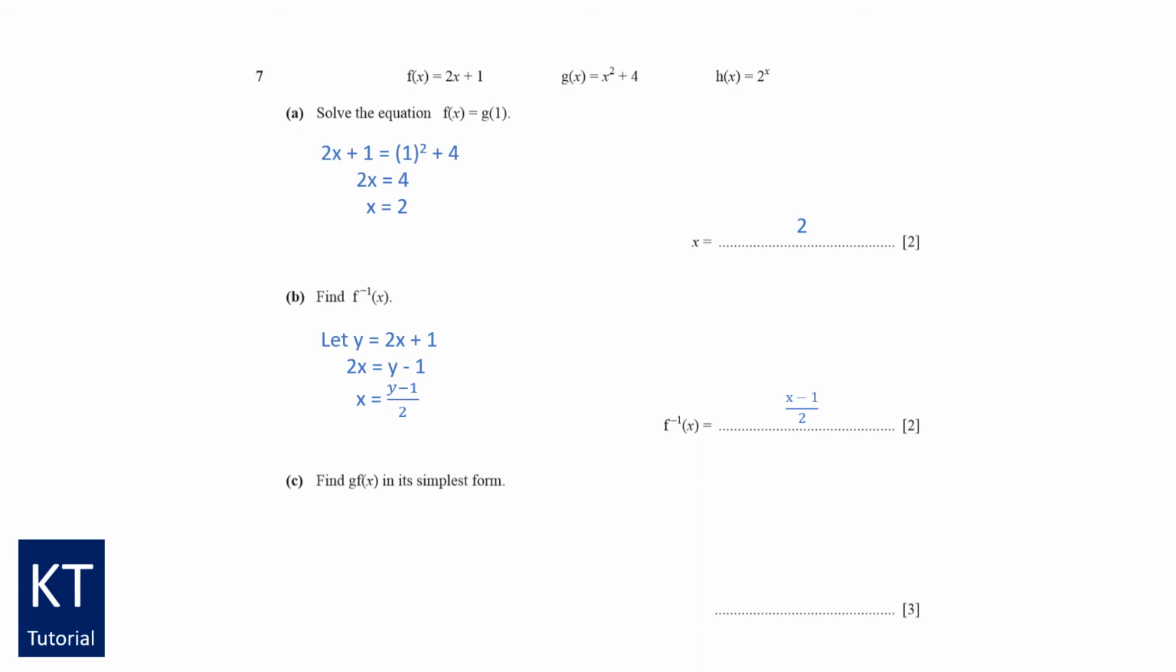Next, find the function gf in its simplest form. By doing the maths, the function gf is 4x squared plus 4x plus 5.